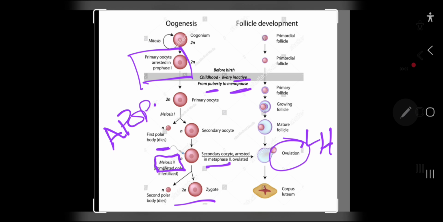As we see in the last part of the diagram, the secondary oocyte following the second meiotic division will result in an ovum and a second polar body. This second polar body will be smaller and will die by apoptosis also, and the mature ovum will be fertilized by sperm to produce a zygote. The zygote will restore the chromosomal number, containing 46 chromosomes or 2N, while the secondary oocyte and mature ovum will be haploid in number.